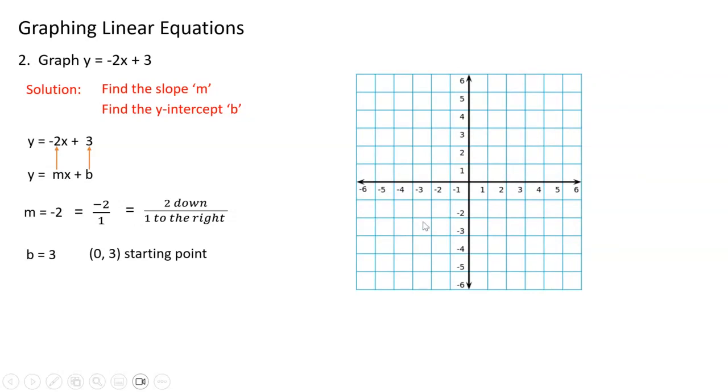So I'm going to go to the graph. And I'm going to go to 0, 3, my starting point. 0 for x, and 3 for y. So it's going to be right there. Then from this point, I'm going to go down 2, which is 1, 2, and 1 to the right. And we connect the 2 points. That's my line. That's the same line that I got in the previous slide, but there we did it by plotting points.